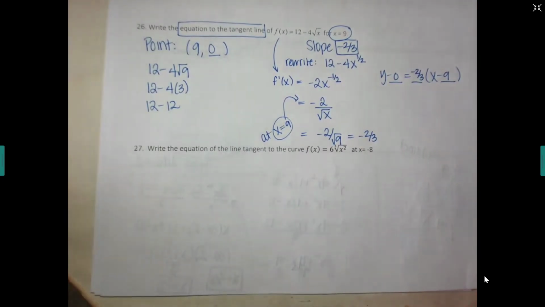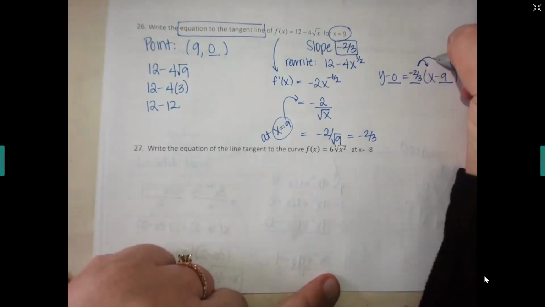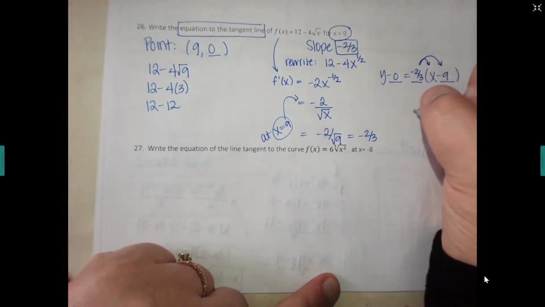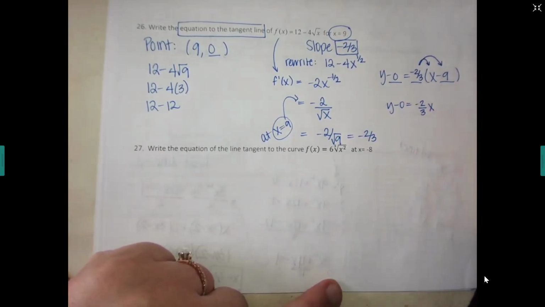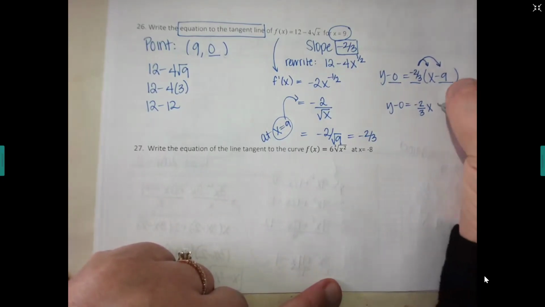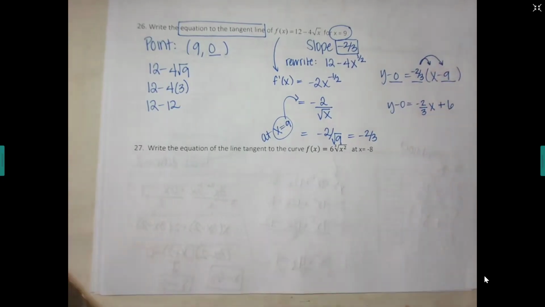And for your tests, remember what I said is it's multiple choice. So if your answers are not in point slope form, but they're in y equals mx plus b, remember it's very easy to switch. You're just going to multiply this in. So what's negative 2/3 times x? Negative 2/3 x. What about negative 2/3 times negative 9? Positive. What's 2 times 9? 18, then divide by 3. 6. Then, if this wasn't a 0, you would just add it across. But since it is a 0, this would be your answer.